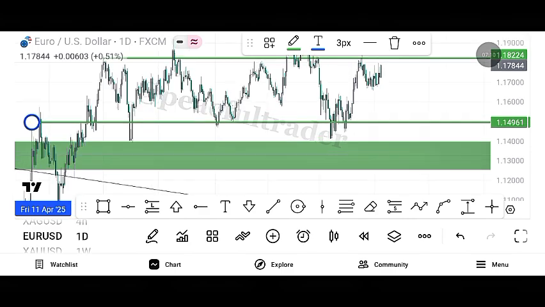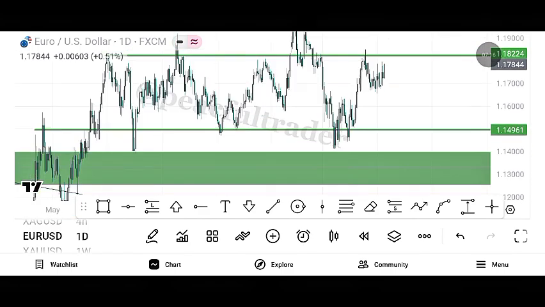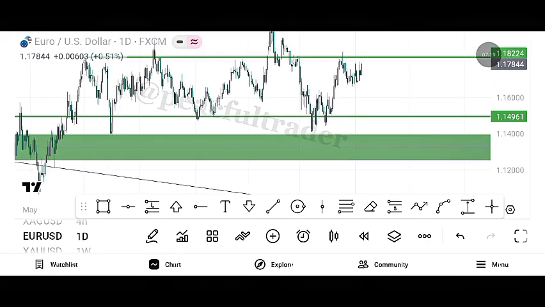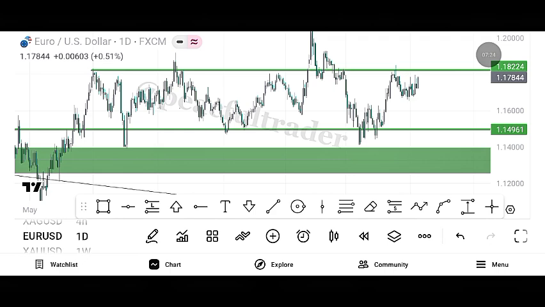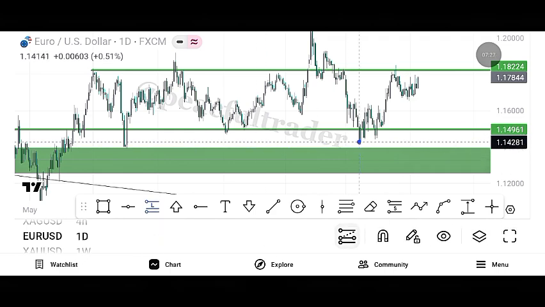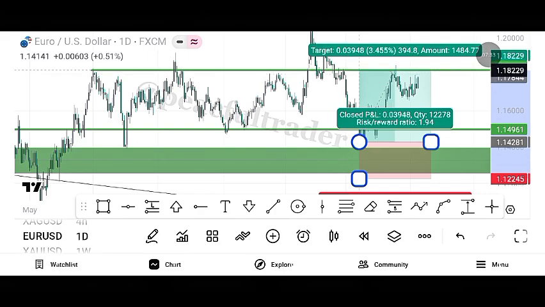For those that were looking at the chart very well, you can see that if you were observing the chart very well and you caught this trade from here, you would have been in so much profit by now.